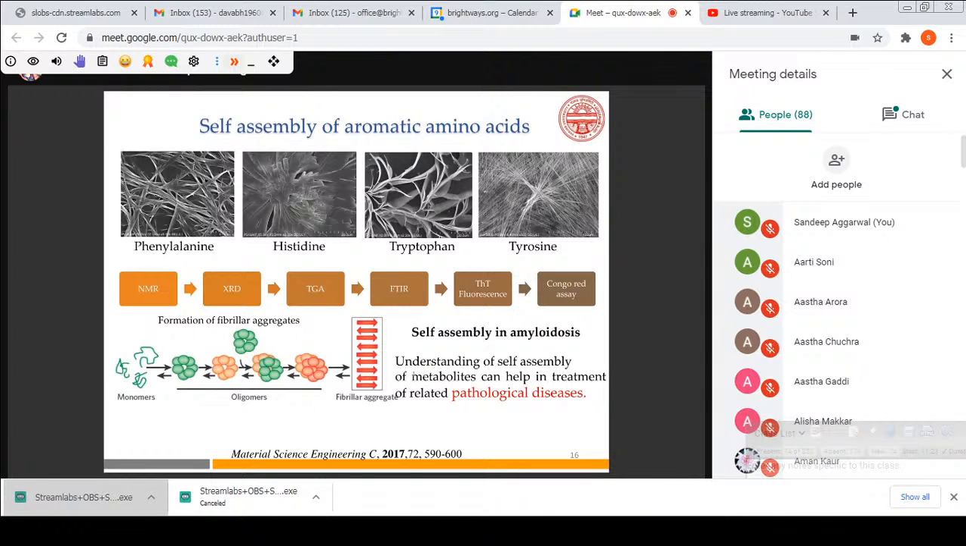So understanding of self-assembly of metabolites such as these amino acids is very important to help in the treatment of very important pathological diseases.